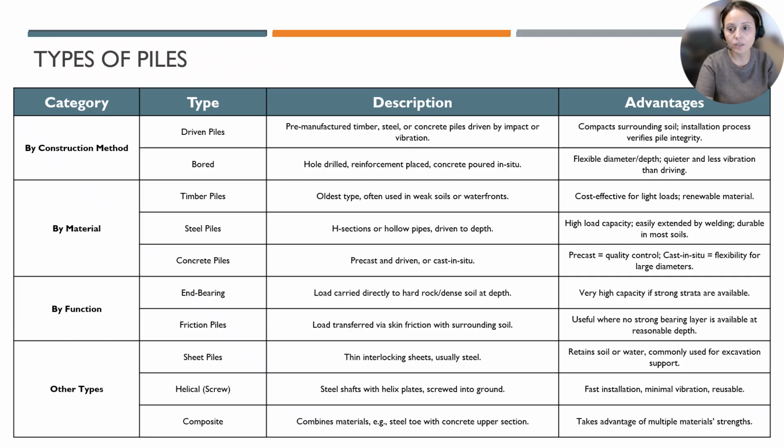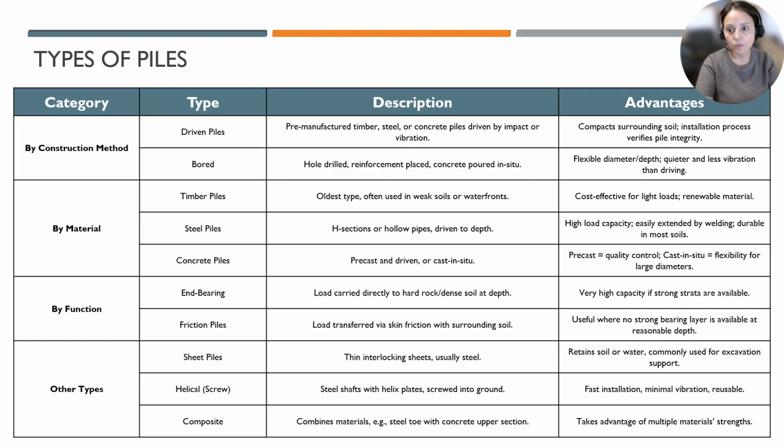By material, piles can be timber, steel, or concrete. Timber piles are the oldest type, often used in soft soils and for things like jetties. Steel piles can be H sections or hollow pipes. They're strong, can carry huge loads, and you can easily extend them by welding. Concrete piles come in two forms: precast, which are made off site and then driven, or cast in situ, which are formed right in the ground.